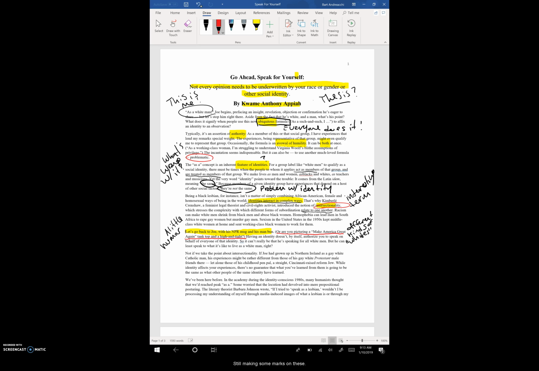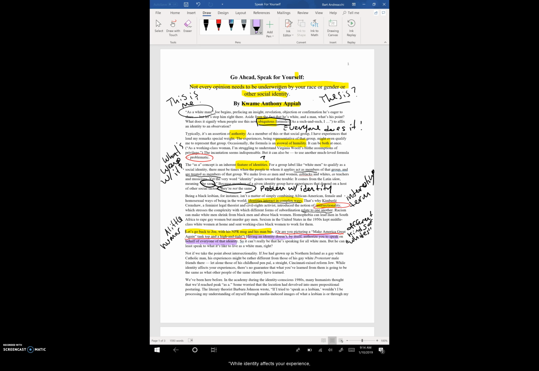Still making some marks on these. I want to make sure it's nice and neat so that I can come back to it and it's useful to me. If Joe had grown up in Northern Ireland as a gay white Catholic man, his experiences might be rather different from those of his gay white Protestant male friends there, let alone those of his childhood pen pal, a straight Cincinnati raised Reformed Jew. Now there's a really important point.